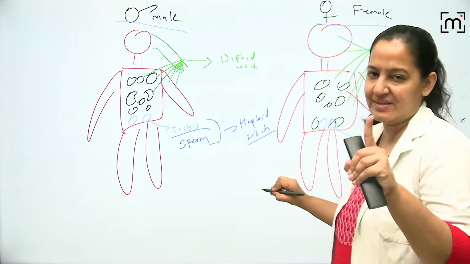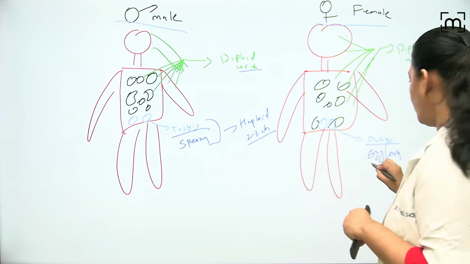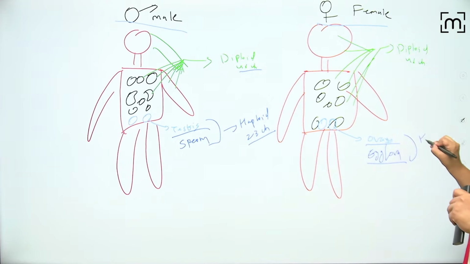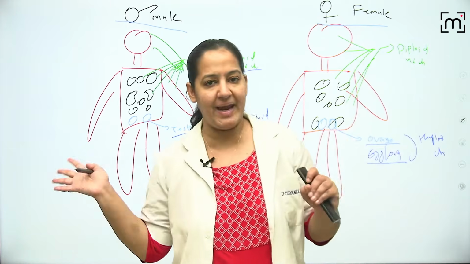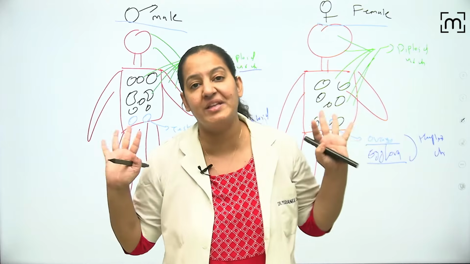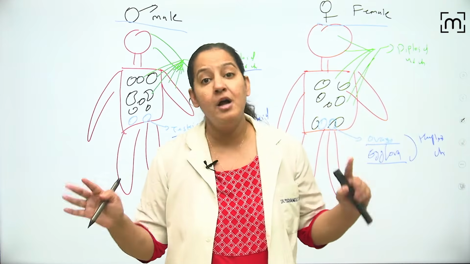Haploid means one set. It does not have 46 chromosomes. Here also the egg or ova is haploid. It contains only 23 chromosomes. So all the cells in the human body, whether male or female, contain 46 chromosomes. That is, they are diploid.